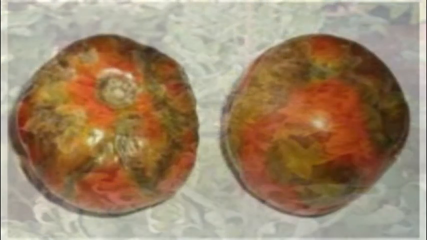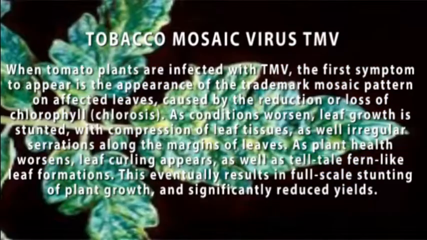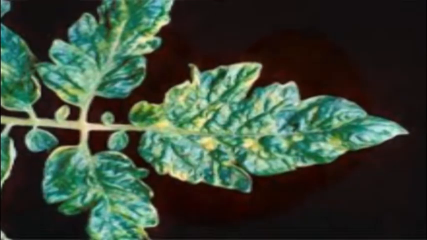When tomato plants are infected with TMV, the first symptom to appear is the trademark mosaic pattern on affected leaves, caused by the reduction or loss of chlorophyll, chlorosis. As conditions worsen, leaf growth is stunted, with compression of leaf tissues, as well as irregular serrations along the margins of leaves. As plant health worsens, leaf curling appears, as well as telltale fern-like leaf formations. This eventually results in full-scale stunting of plant growth, and significantly reduced yields.